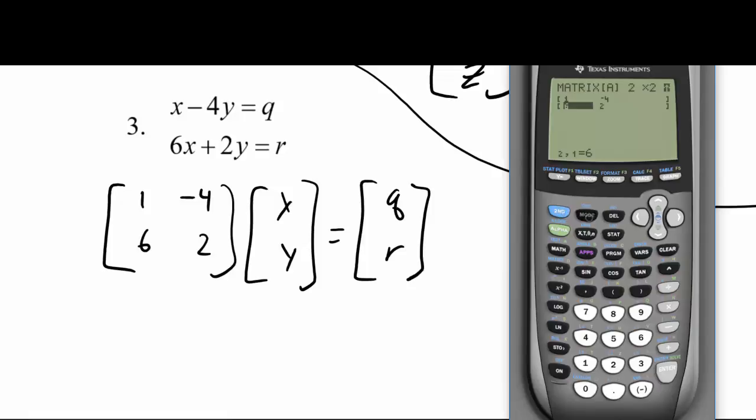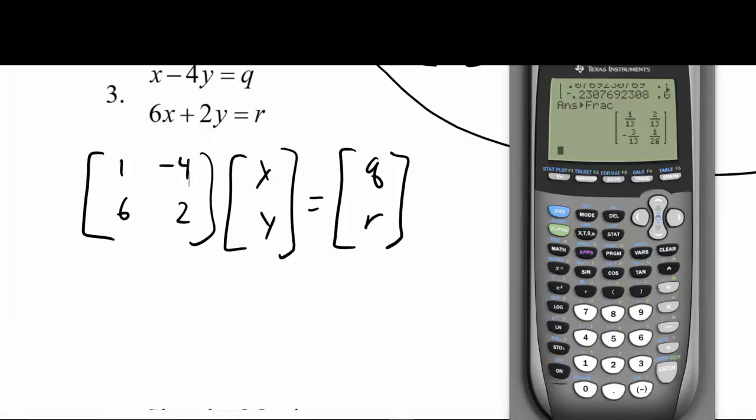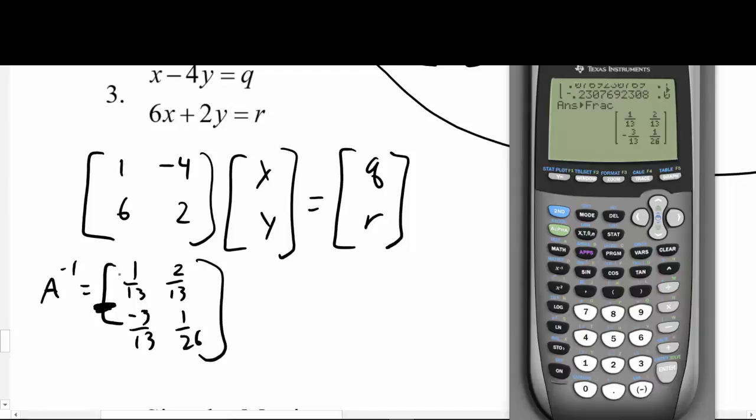So what I'm going to do now is go to matrix, and I'm going to grab my inverse. Now, I can't do the B in my calculator. I can't do the whole thing in there because I can't deal with the Q and the R. I don't know what those are. But what I can do now is I now know A inverse is 1/13, 2/13, -3/13, and 1/26.